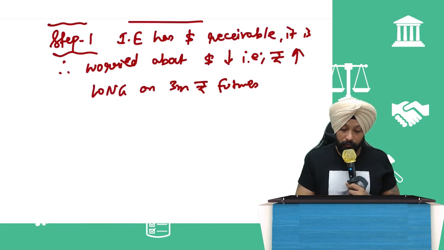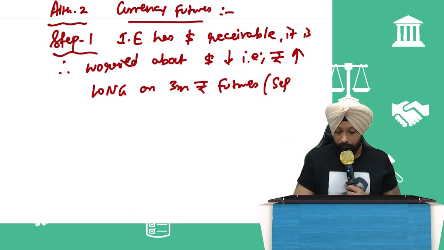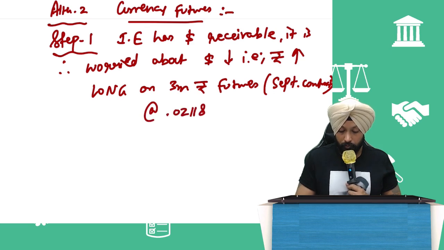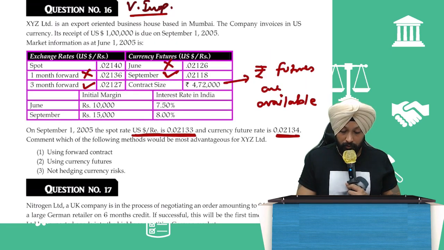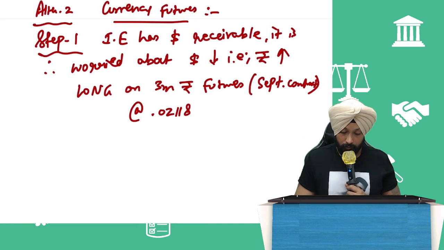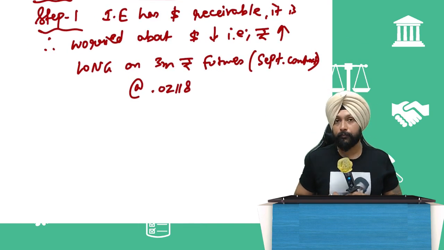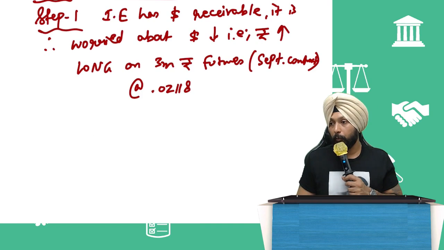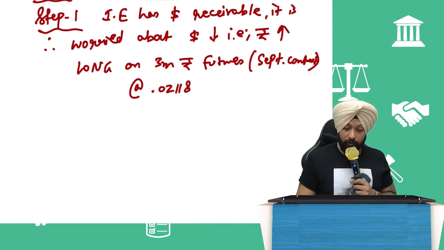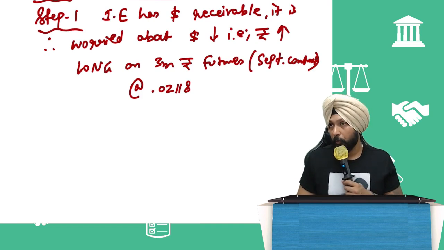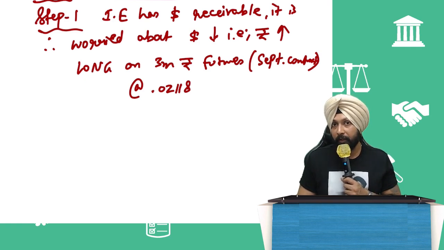September contract, at the rate of 0.02118. Correct? So you are worried about rupee going up, so you go long on rupee futures. If rupee goes up, then also you make money. Okay.